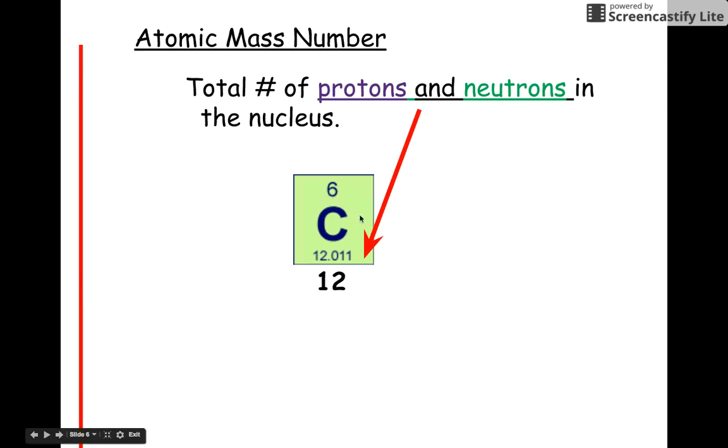The number of neutrons can be found by using the atomic mass, which is on the bottom of the element symbol. So both protons and neutrons are found in the nucleus. So by knowing the number of protons, which is 6, you subtract 6 from 12, and you find the number of neutrons in the nucleus. And that's what gives the mass, the weight of the atom. So that's why it's called the atomic mass.